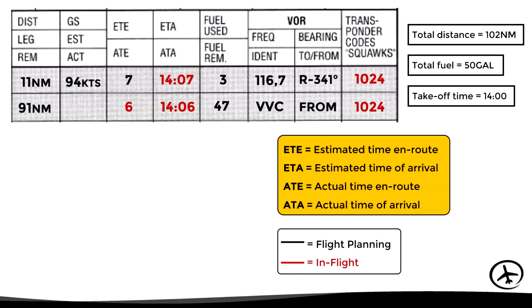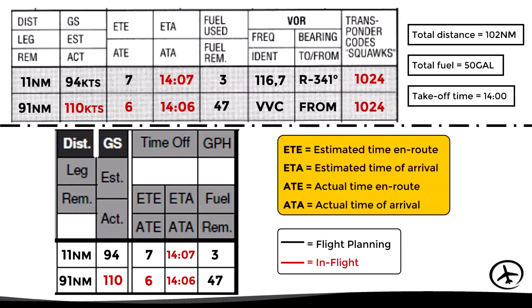This means that the actual time en route for this leg was 6 minutes, and therefore the actual ground speed was about 110 knots. Now, using the same method, we can fill out the Jeppesen template. However, the difference is that here we have additional fields for specifying the total distance of the route, the takeoff time, and the average fuel consumption per hour, which must be filled accordingly.